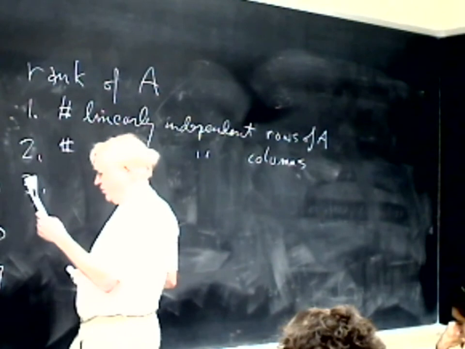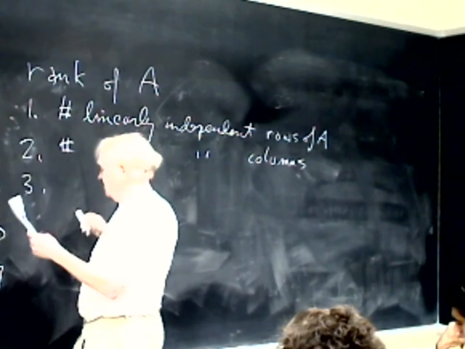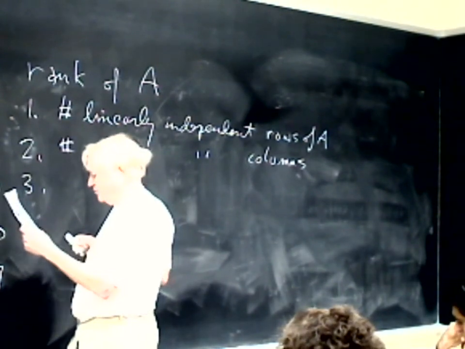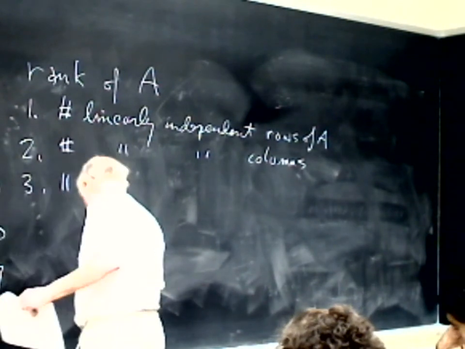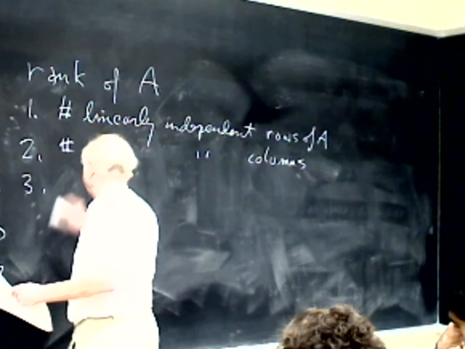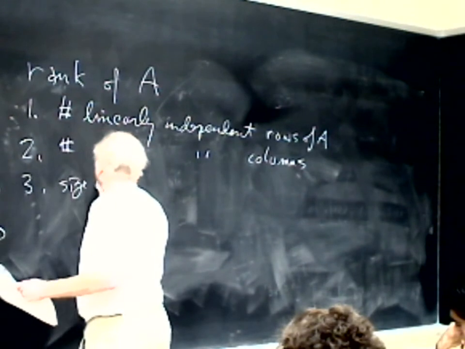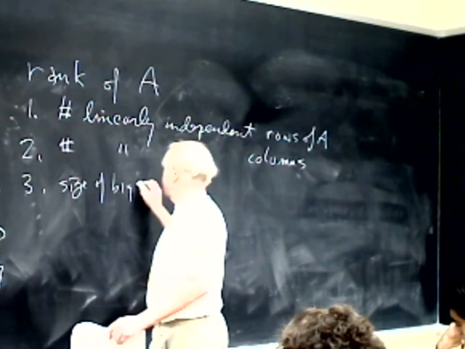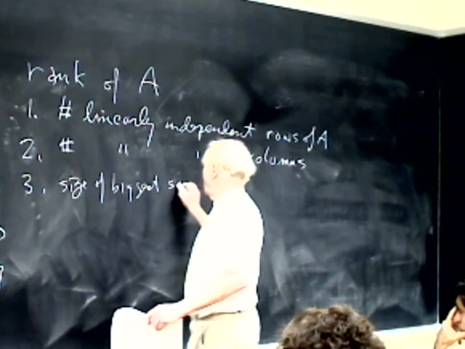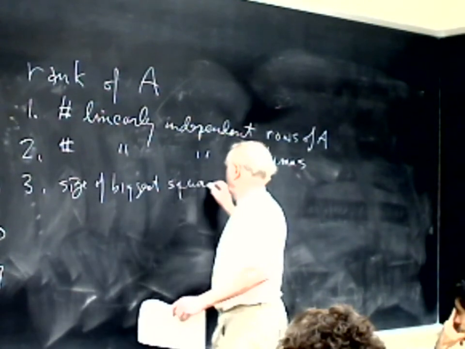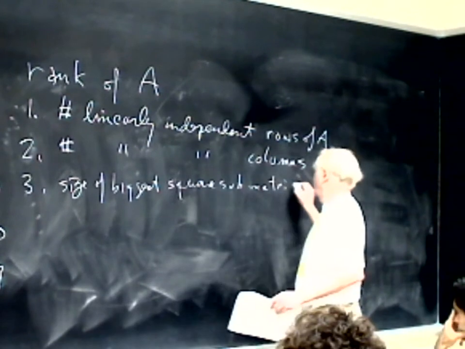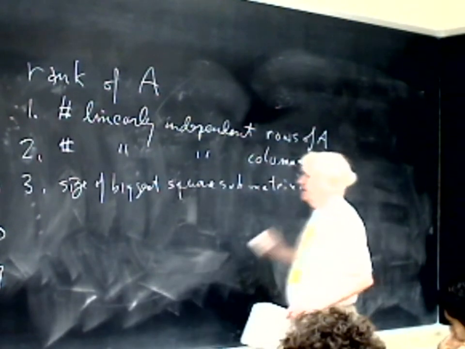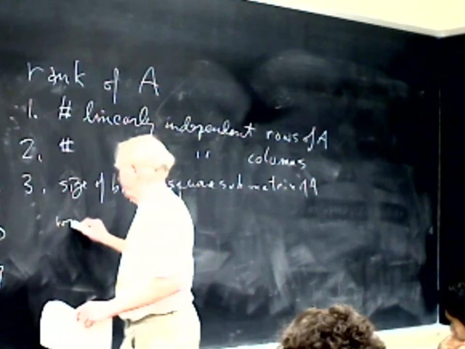the number of rows or columns of the biggest square submatrix that has a non-zero determinant. So maybe I will just say the size of the biggest square submatrix of A with non-zero determinant.